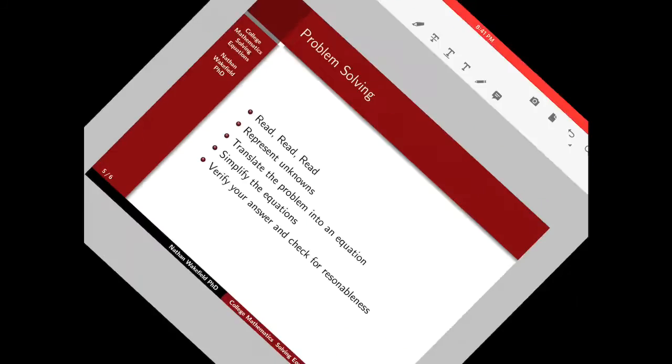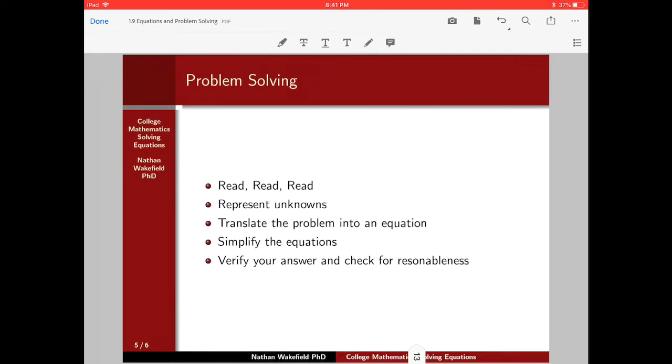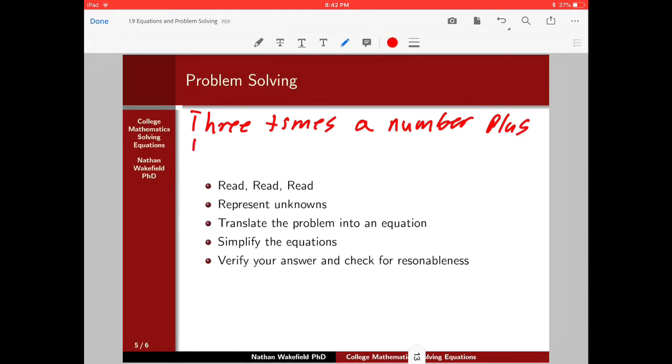I do want to do one more example, by way of writing something out here for you to think about, so that you've got an example to work on. Let's imagine that we are told that 3 times a number plus 2 is, shall we say, 8. How can we solve this?